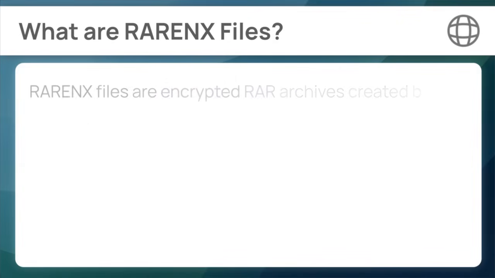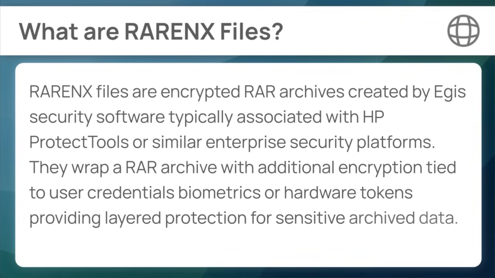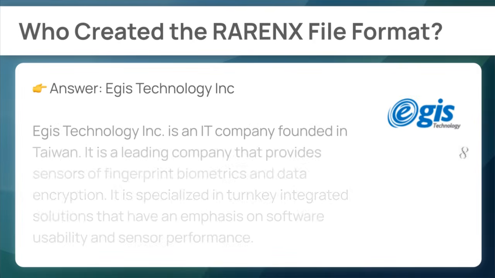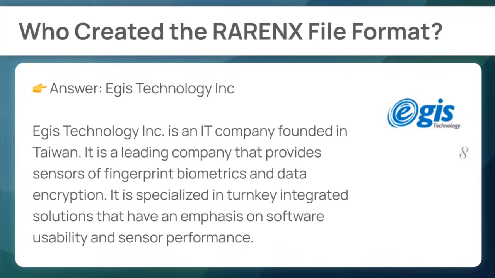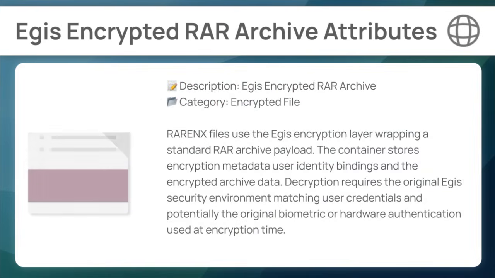RARENX files are encrypted RAR archives created by Egis security software, typically associated with HP ProtectTools or similar enterprise security platforms. They wrap a RAR archive with additional encryption tied to user credentials, biometrics, or hardware tokens, providing layered protection for sensitive archived data. RARENX files use the Egis encryption layer wrapping a standard RAR archive payload. The container stores encryption metadata, user identity bindings, and the encrypted archive data.